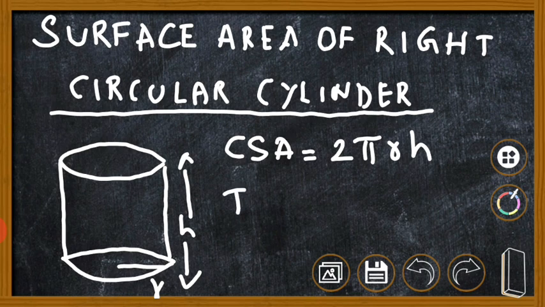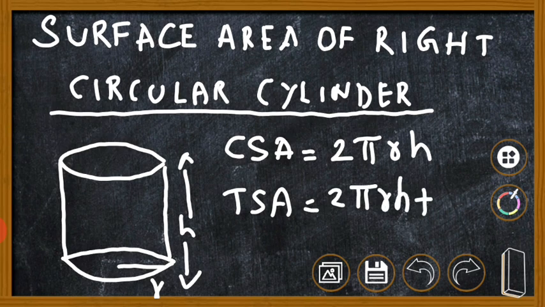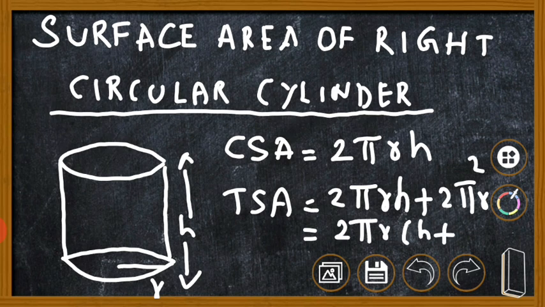And if you are calculating the total surface area, what is that? Curved surface area plus base area and the top area. But we know that the base and the top are in the form of a circle. And for one circle, we know the area is pi r square. So the total surface area is curved surface area 2 pi r h plus 2 times the area of circle, that is 2 pi r square. And from the first and second term we can take 2 pi r outside. So 2 pi r into h plus r, that is the total surface area of the cylinder.